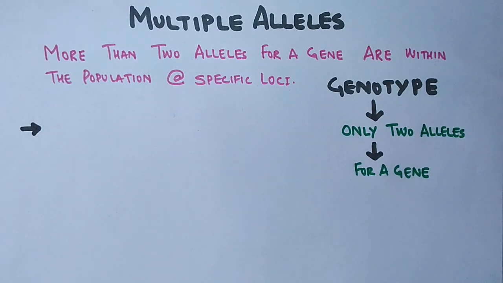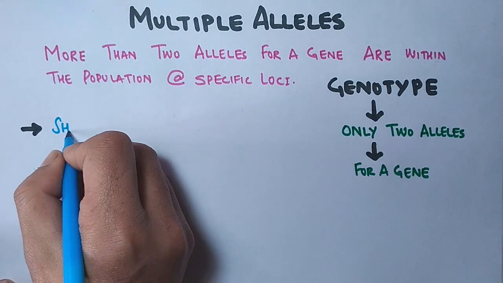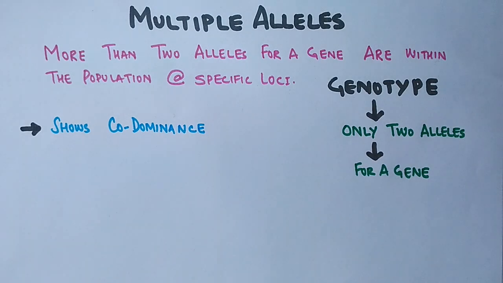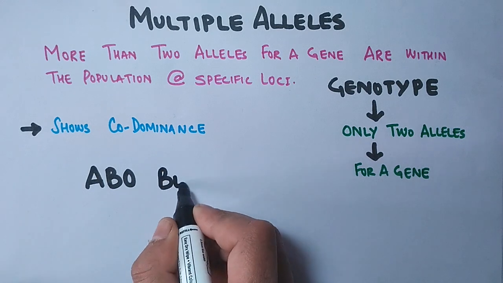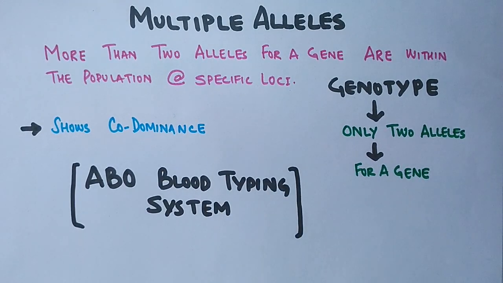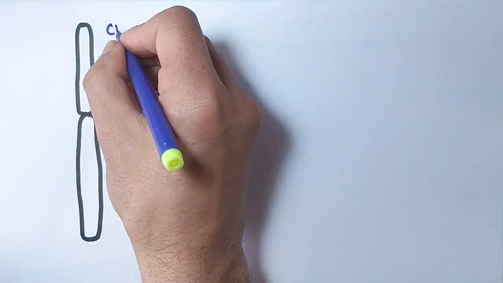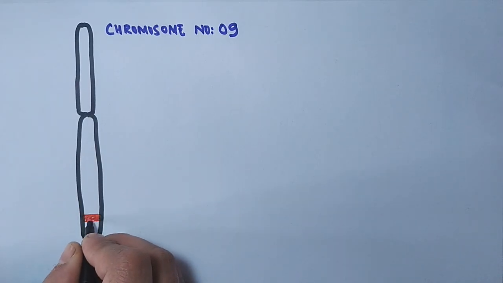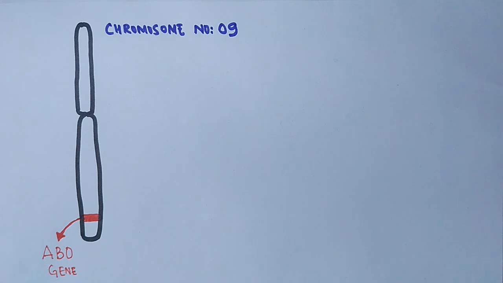The first property of multiple alleles is that they show codominance. It's when the heterozygous condition occurs in the individual, both the alleles express themselves without repressing each other. In the human population, we have the best example for multiple alleles in the form of the ABO blood group system. In the ABO system, chromosome number 9 has the ABO gene on its long arm Q, as shown in the figure.